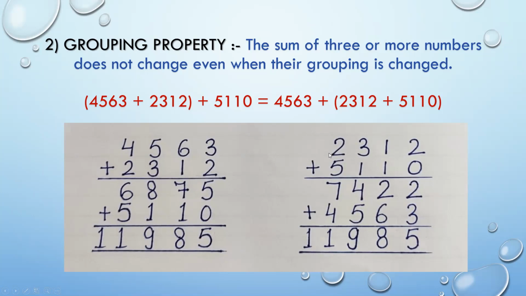Now we will interchange the place and then find the sum. In this part, we will write 2,312 first and then 5,110. When we add these two numbers, we get 7,422 as a sum. Now we will add the third number which is left, that is 4,563. So when we add these two numbers, we get 11,985 as a sum. So you can see that again we get the same number. So this question satisfies the grouping property.